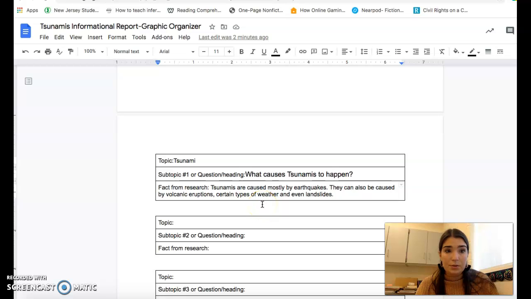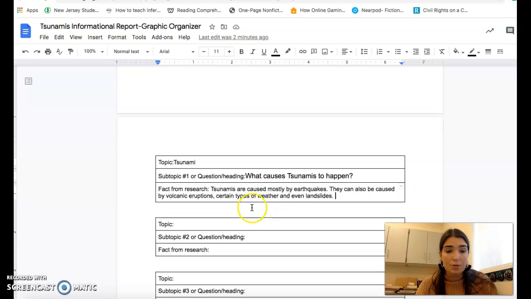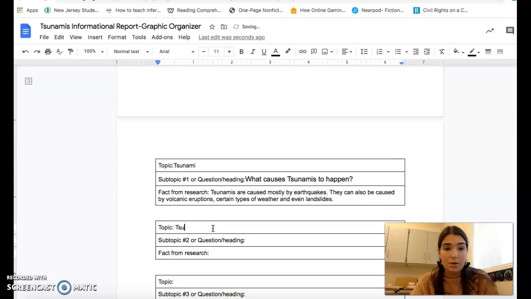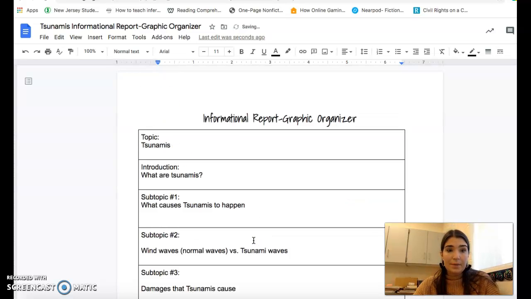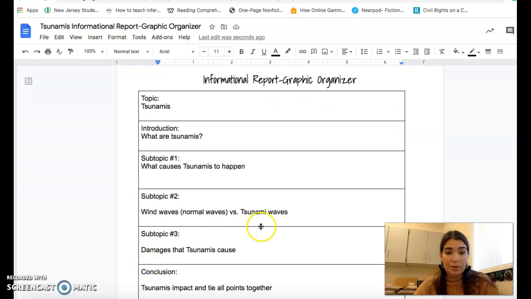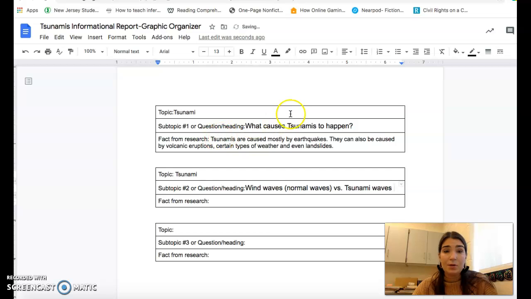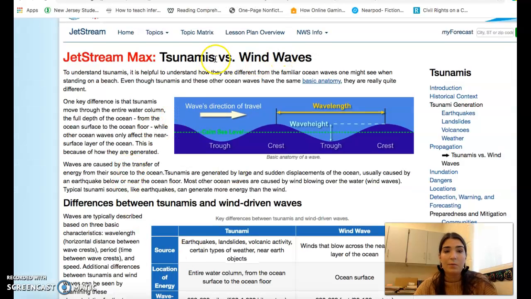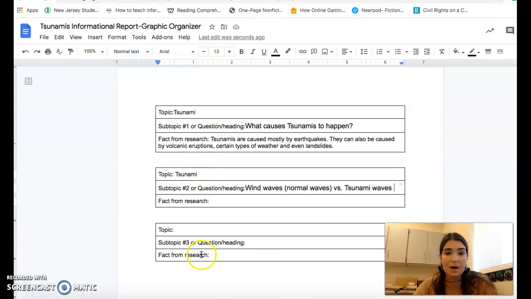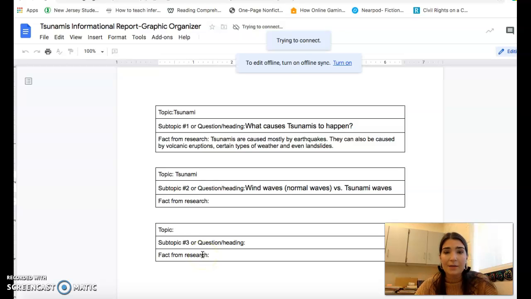Before I end this video, I'll show you how to do the next one. So the next one I would just put as tsunamis. And again, I'm scrolling up here, looking at the subtopic number 2, which is wind waves versus normal waves. Wind waves, which are normal waves, and tsunami waves. And I'm putting that right here. And then I would go back into another article that I read that told me all about what tsunamis and wind waves were. That is how you set this up, and hopefully this will help you as you start your research.